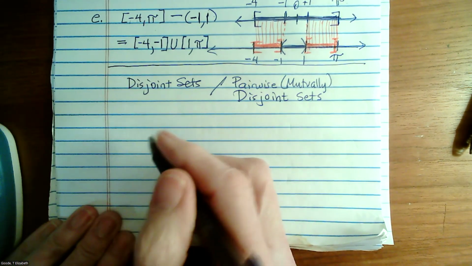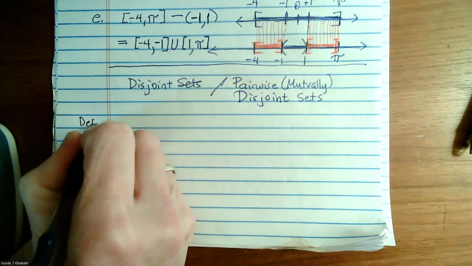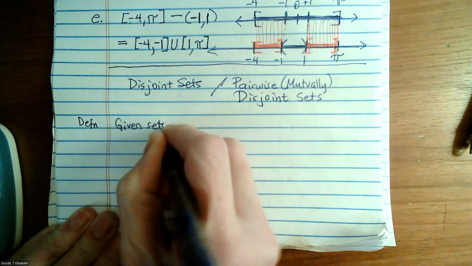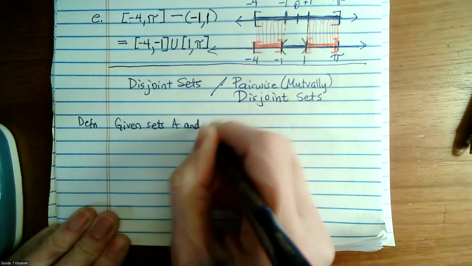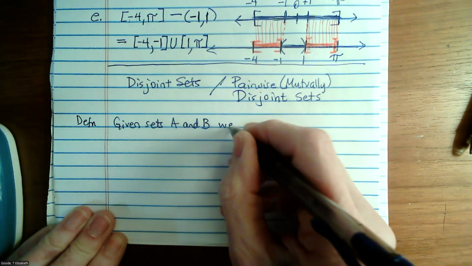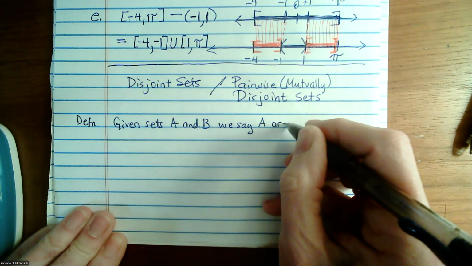So here are our definitions. Given sets A and B, we say A and B are disjoint.